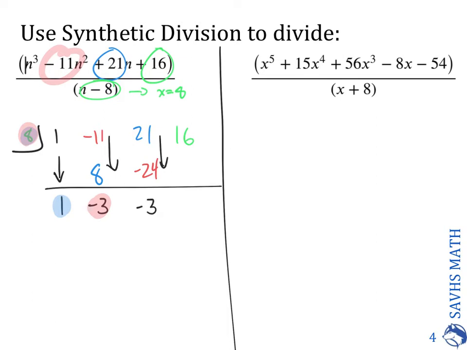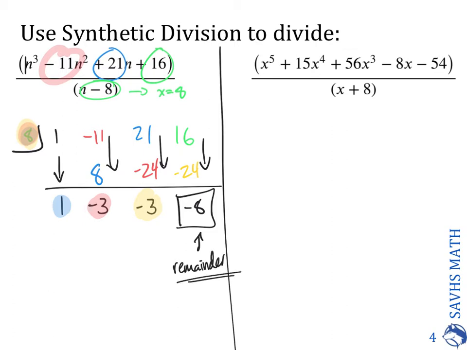And then you have to multiply. So then you take this, and you multiply it with this, and you get -24, sorry. Then you add, and you get -8. This last thing right here is the remainder.